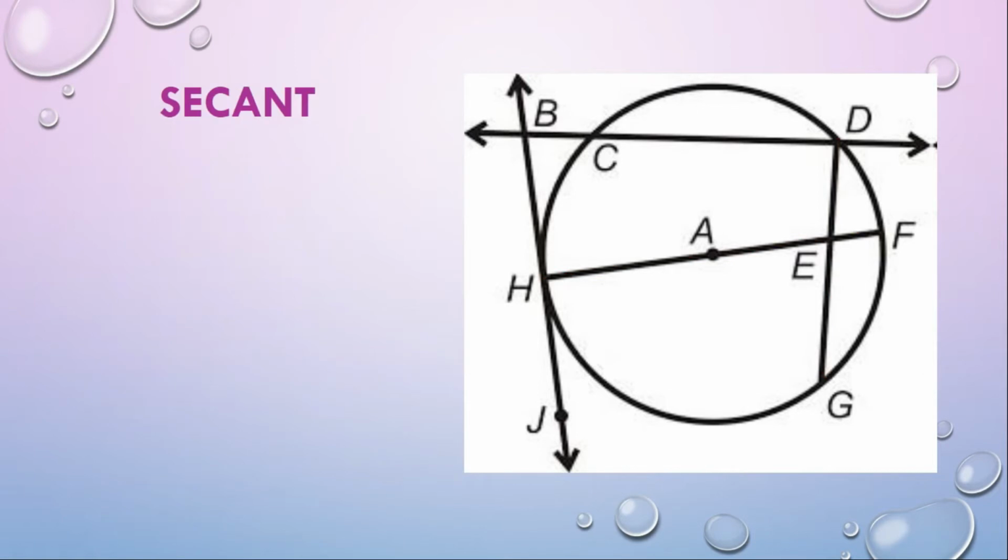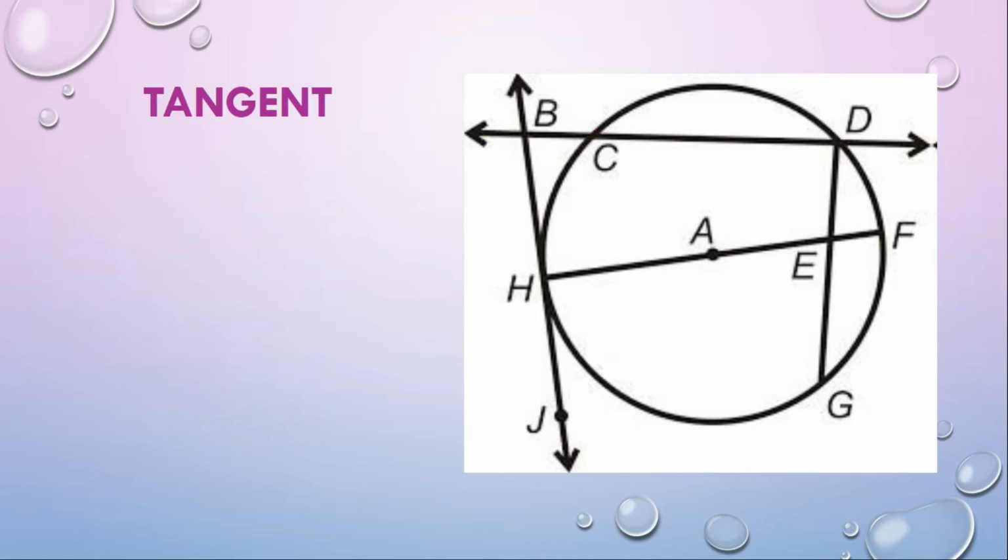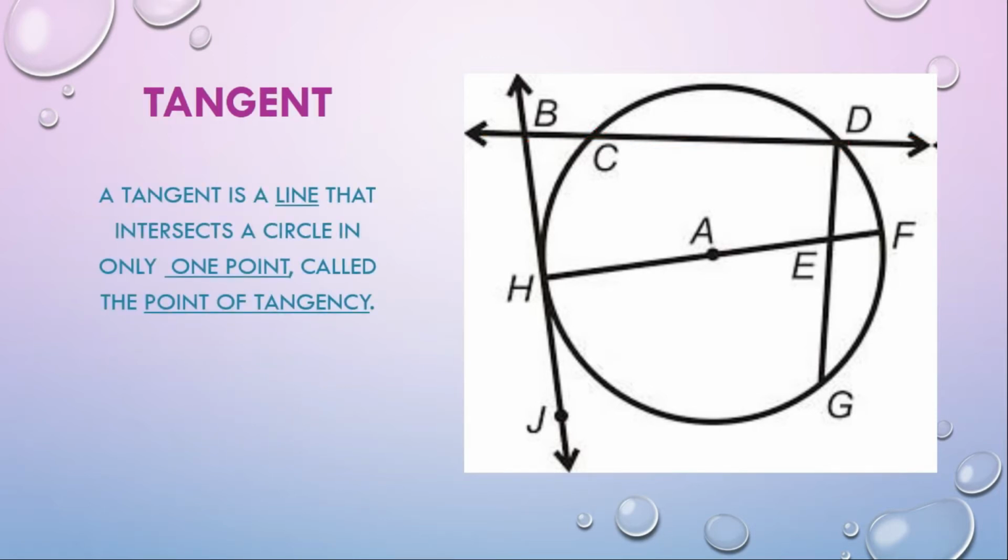Let's have secant. So when we say secant, it is a line that intersects the circle at 2 points. So from this figure now, this is a secant because it intersects at point D and point B. Line BD or line DB. Next, we have tangent. A tangent is a line that intersects a circle in only one point, and that point is called the point of tangency. So, ito siya. Line BG.